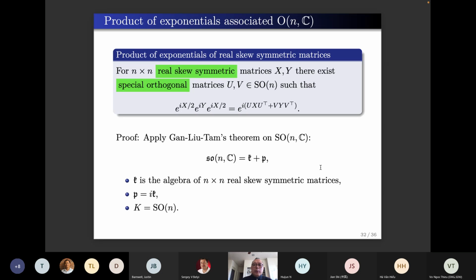Well, product of exponentials associated with On(C). Again, using our theorem, we can get this. If you have two real skew symmetric matrices X and Y, I claim there exist special orthogonal matrices U and V such that this formula is true. Again, you just pick the right Lie group, which here is SOn(C), and then you decompose it according to the Cartan decomposition, and then you can get this one. So I think our result is a powerful result.